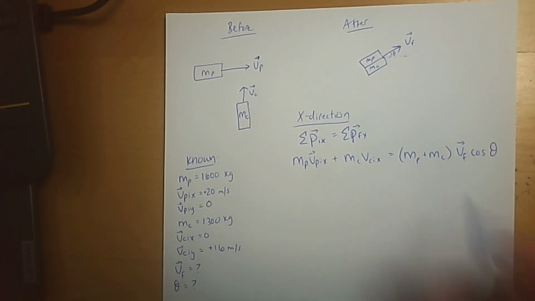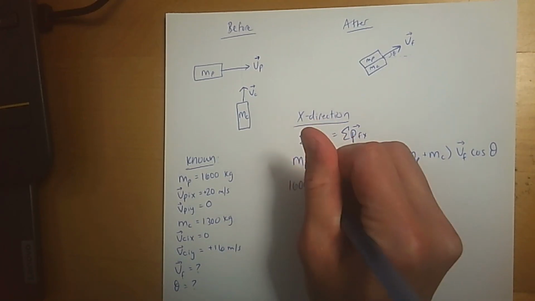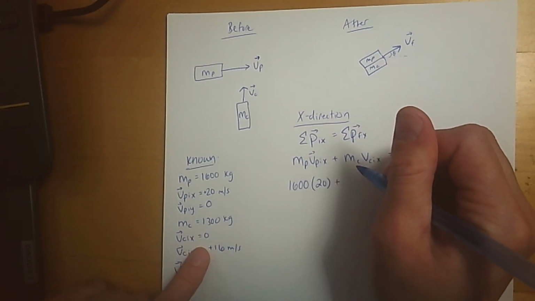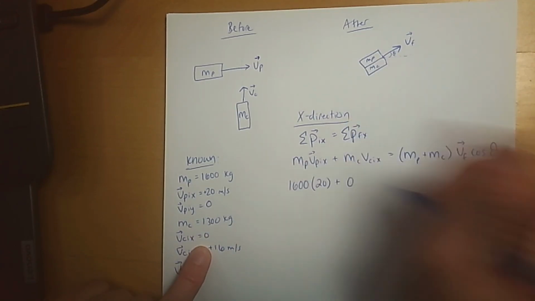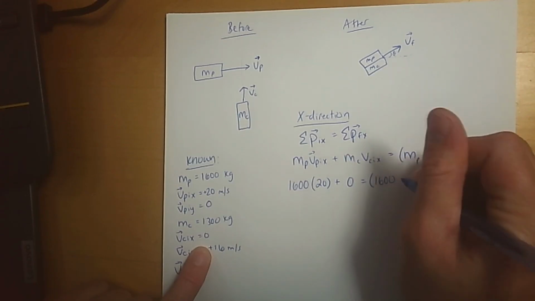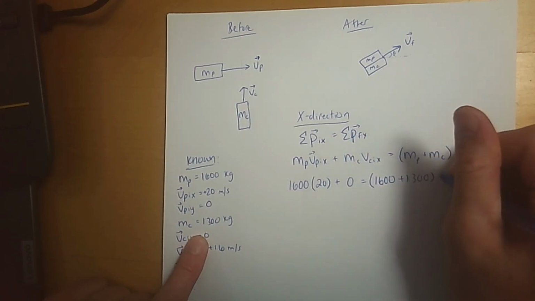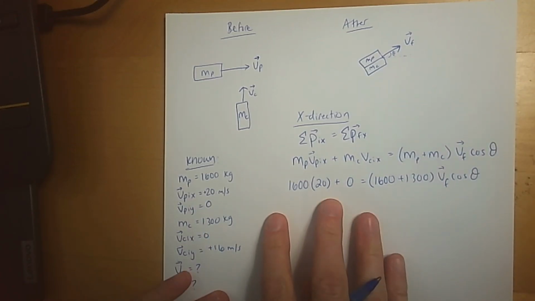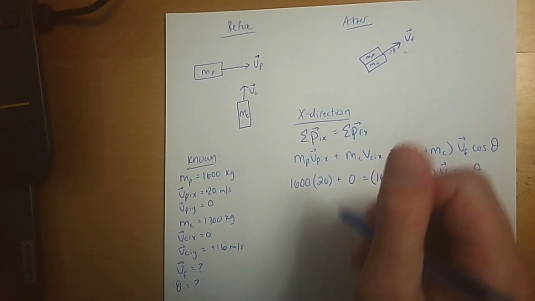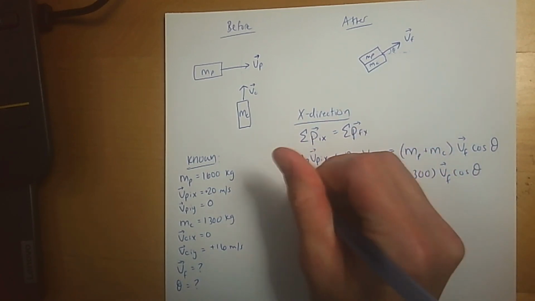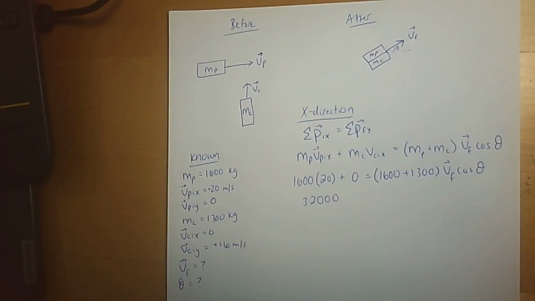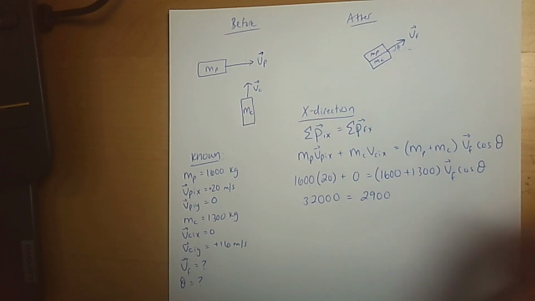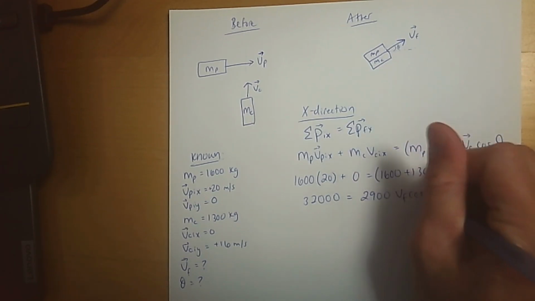Actually, let's go ahead and just plug in our knowns right now. So we have 1,600 times v_pix, which is positive 20, plus 1,300 times 0, which would be 0. And that equals 1,600 plus 1,300 times our unknown. I'll simplify it even further. 1,600 times 20 is going to be 32,000. And that equals 2,900 times v final cosine theta.